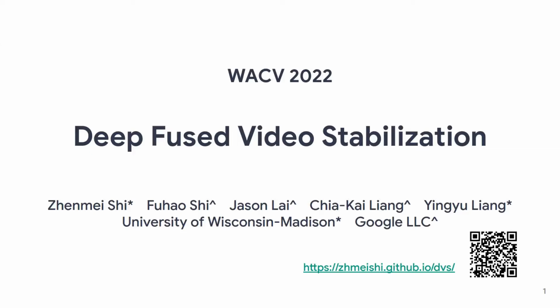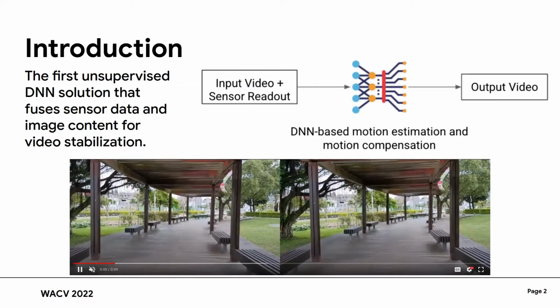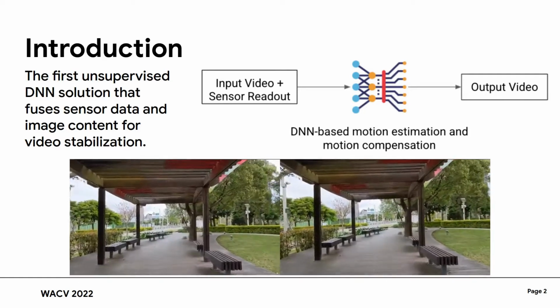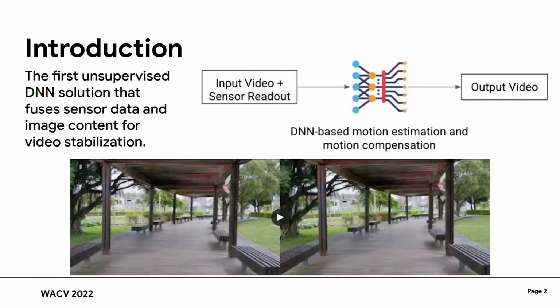Hello, everyone. Today, we are going to talk about deep field video stabilization. It's the first unsupervised DNN-based framework that fuses sensor data and image content for video stabilization. It takes the video and sensor readout, such as gyroscope, as input, uses the network to run motion estimation and compensation, and finally, outputs stabilized videos.